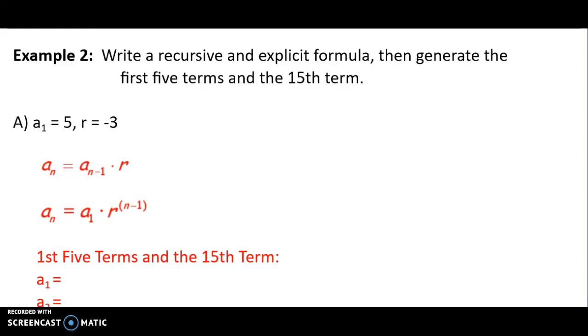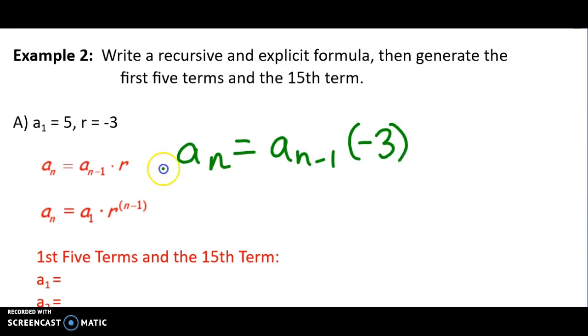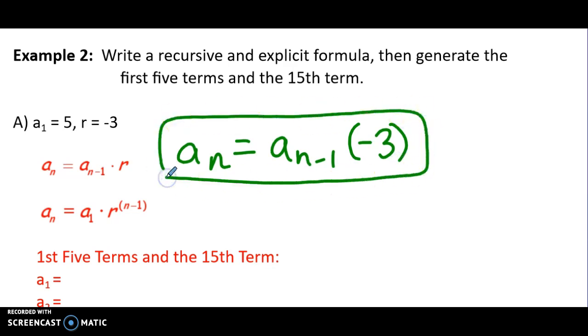In this example, we're asked to write a recursive formula, which I gave right here, the explicit formula, which I gave right here, generate the first 5 terms and the 15th term. So we're given that the first term is 5 and the multiplier in the sequence is negative 3. So if we want the recursive formula, we just write the nth term is equal to the previous term times the ratio of negative 3, and that would be the recursive formula.